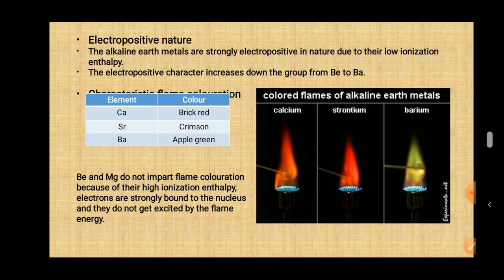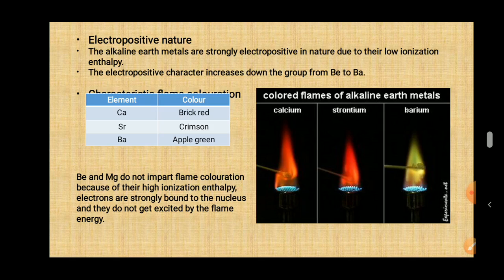Okay, so both alkali metals and alkaline earth metals are electropositive in nature because both will donate electrons to other species. So easily we can remove the electron from the outermost shell in both the cases, that is alkali metals as well as alkaline earth metals. Now alkaline earth metal is strongly electropositive in nature due to their low ionization enthalpy. Electropositive character increases down the group because size increases.